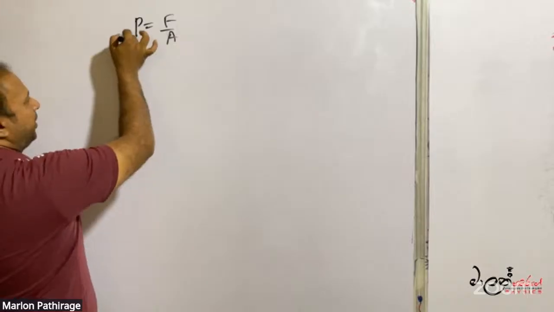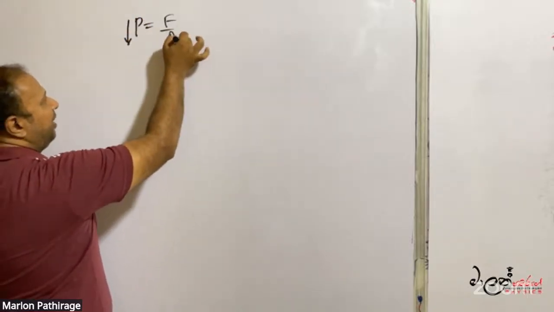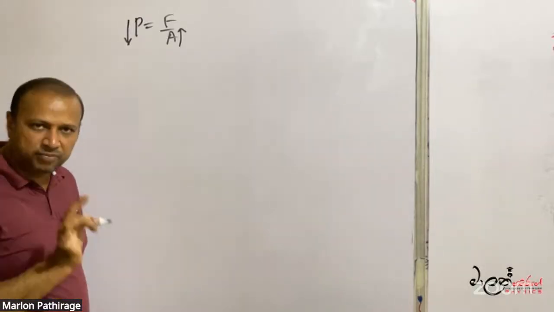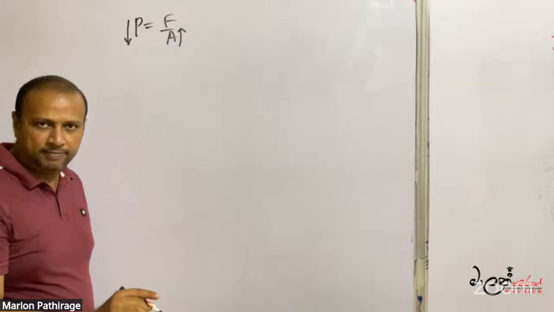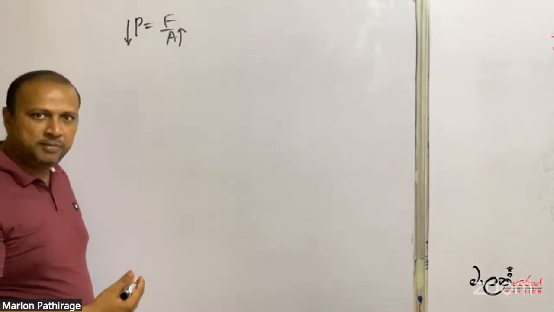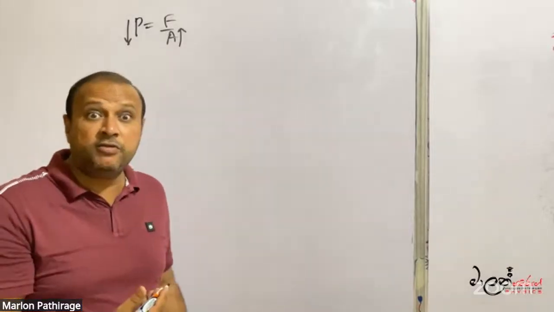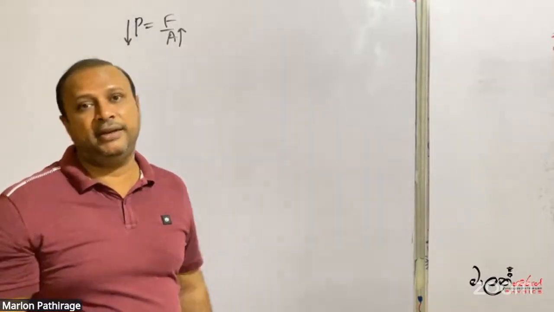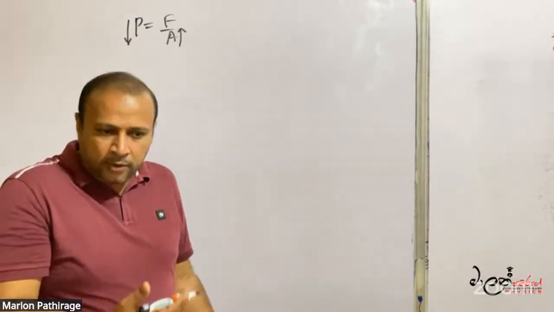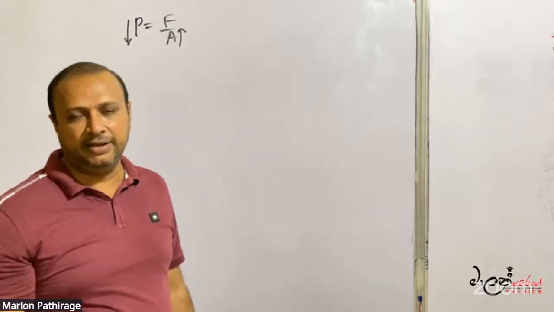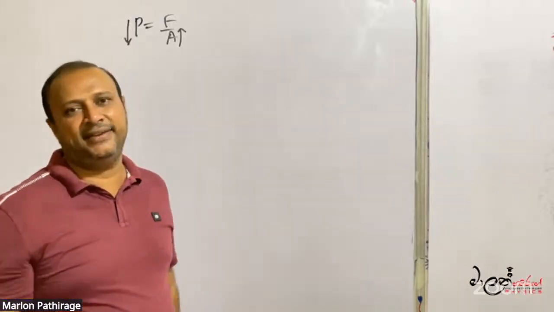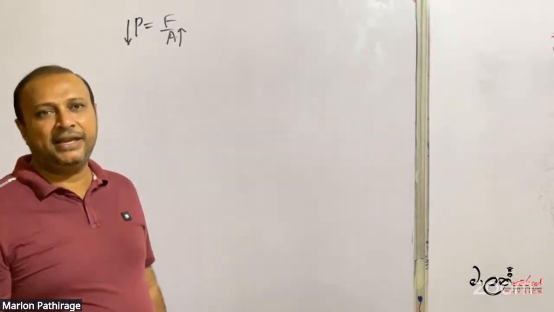Therefore, to reduce pressure, we have to increase area or we have to decrease force. But sometimes we cannot decrease force. Sometimes force may be a constant. In such cases, we have to increase the area. We cannot decrease the weight of that vehicle. So in such cases, we have to increase the contact area perpendicular to the force.